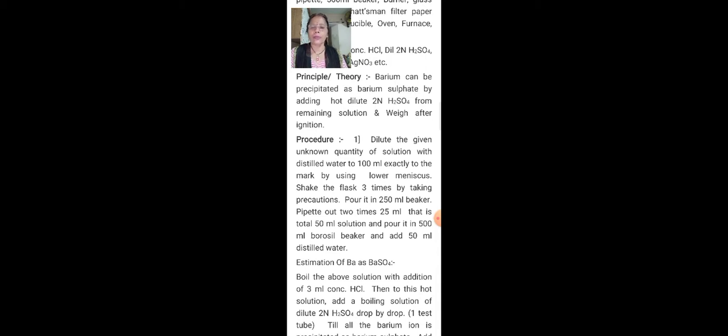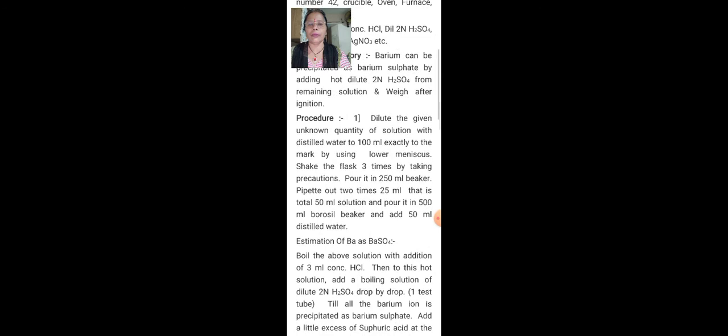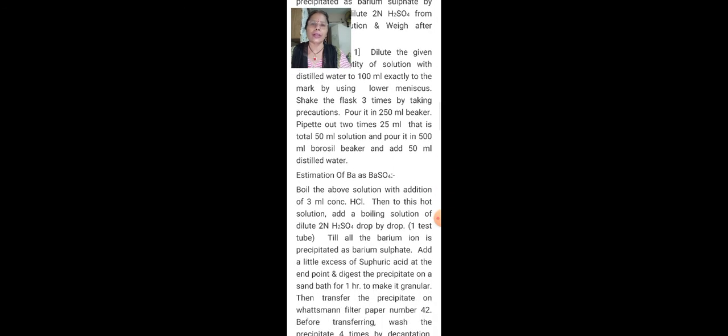Adding the extra distilled water to the solution has one purpose: while we are filtering, drying and digesting, our barium should not be wasted or lost, and we can collect all the barium ions in the form of barium sulfate using the precipitating agent, 2 normal H2SO4. That is why the extra 50 ml of distilled water is used. This is the technique, or smart key, of the gravimetric estimation.